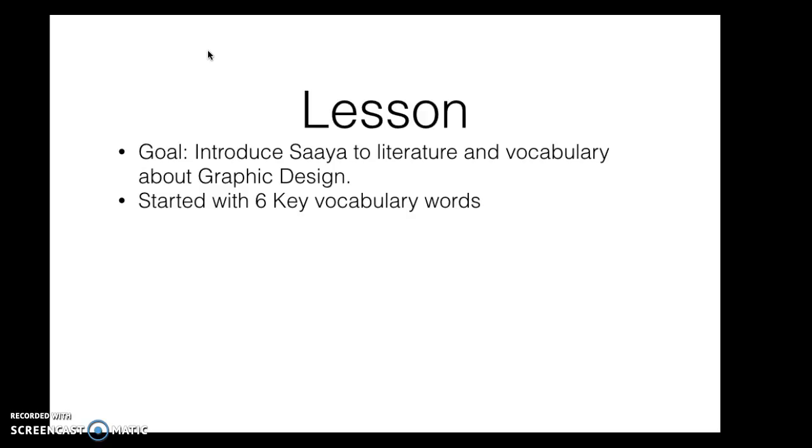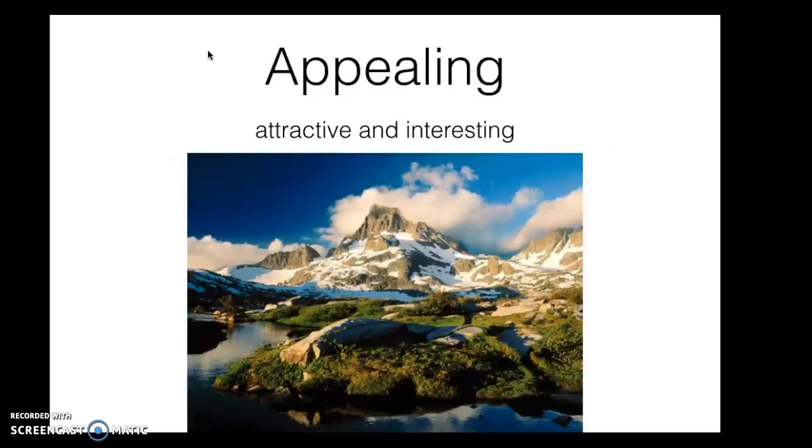In order to introduce the lesson, I started off with a PowerPoint showing six key vocabulary words. In this slide here, you can see an example of what this PowerPoint looked like. Here's one of the words that we looked over. It's called appealing, and the definition is attractive and interesting. And we have an image here to show what a visually appealing image looks like. And so I asked Saya, why is this image appealing?